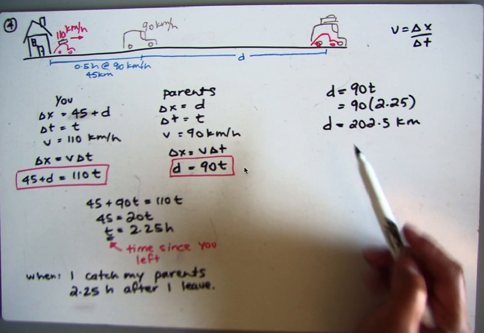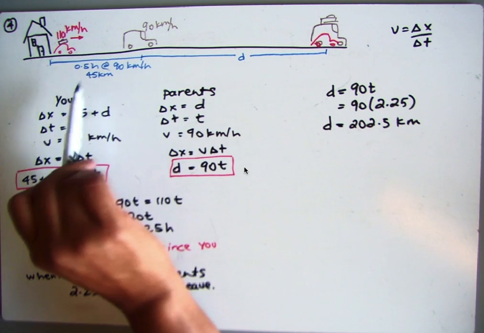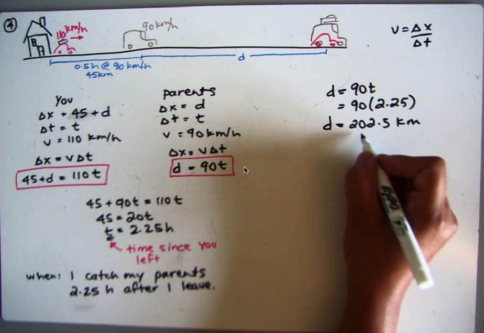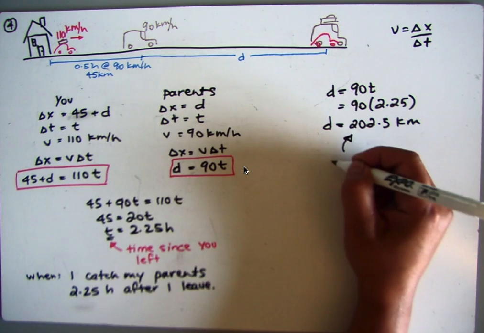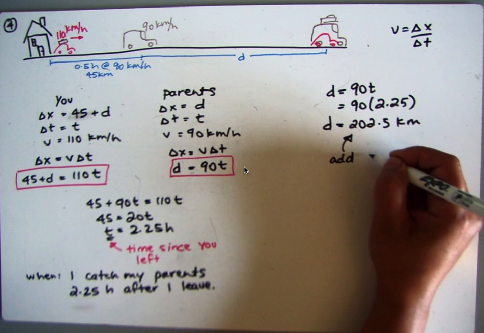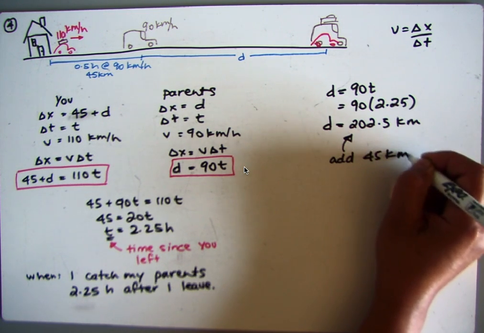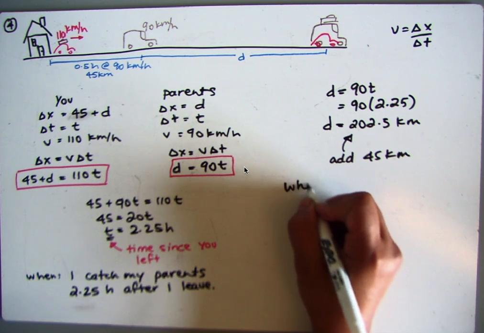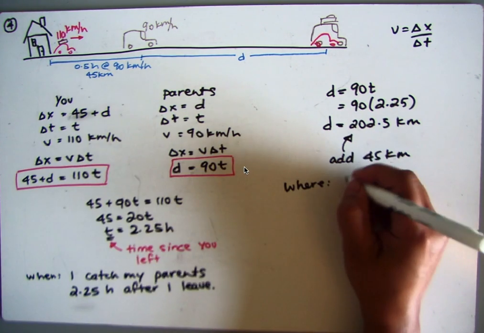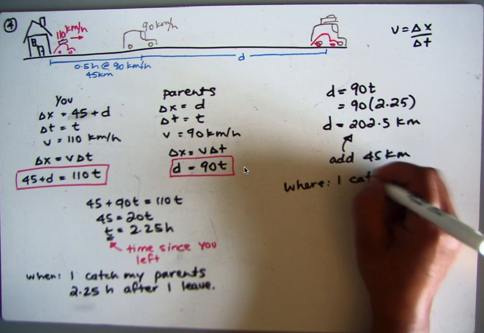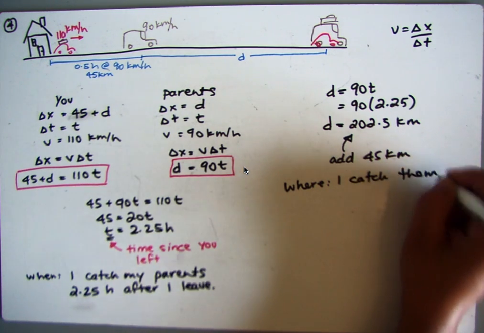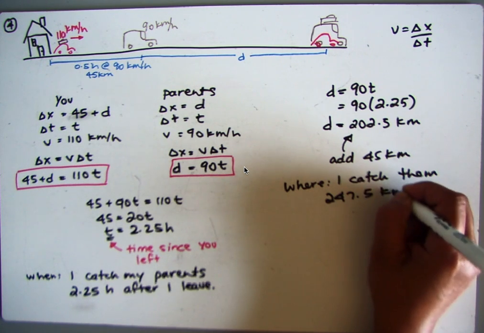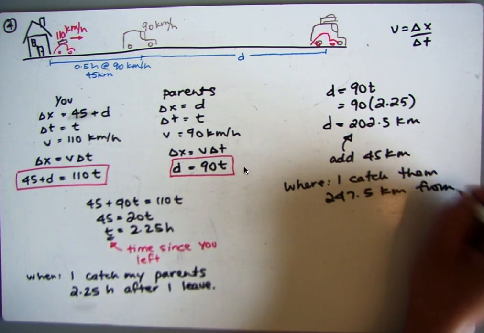A better way to think about it would be to remember that they are 45 kilometers from home. So you could take that 202.5 and add 45 kilometers. And so then for the where, you would say: I catch them 247.5 kilometers from home, which is a much better way to put it.